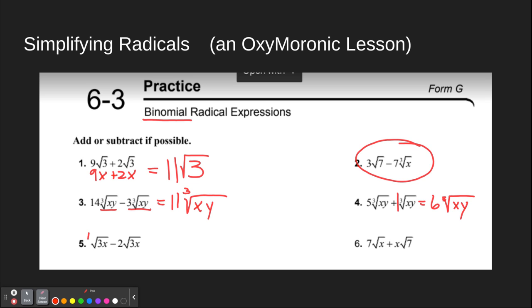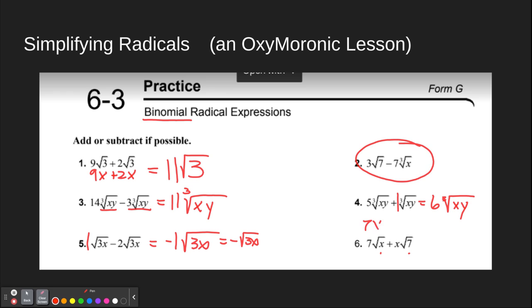Okay? Again, there's a 1 there. Don't forget, there's a 1 there. 1 minus 2 is negative 1 times radical 3x. You might just see this as negative radical 3x. Both those are correct. And here, radical x and radical 7 are not the same thing.